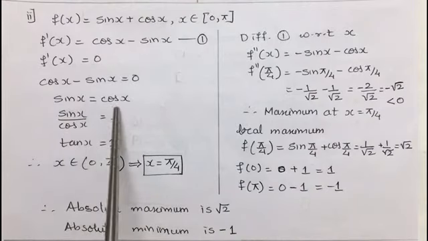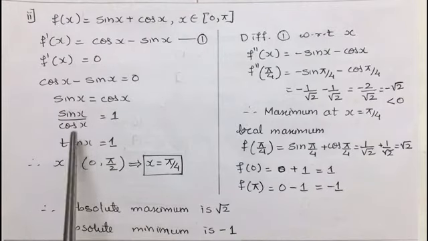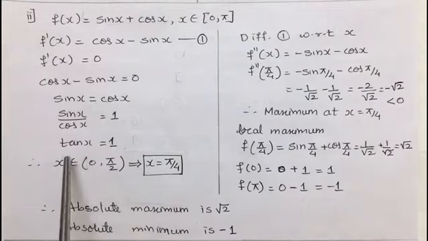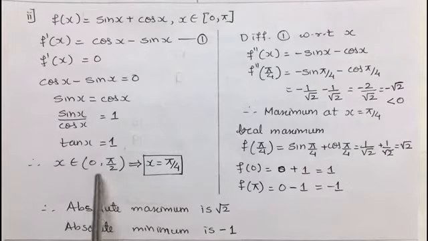Sin x is equal to cos x. Sin x upon cos x will be equal to 1. Tan x will be equal to 1. Now as tan value is positive, x lies in the first quadrant, and tan takes the value 1 when x is pi by 4. So we got the value of x as pi by 4.